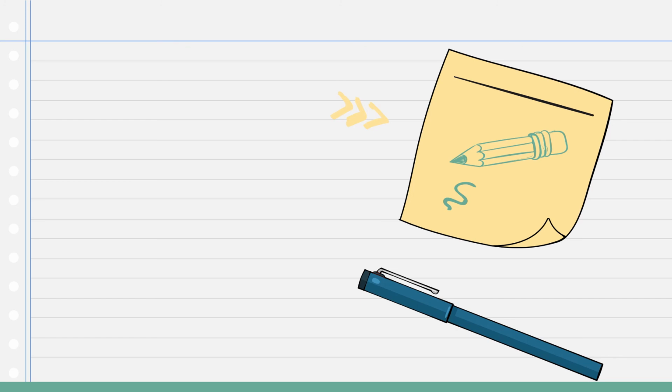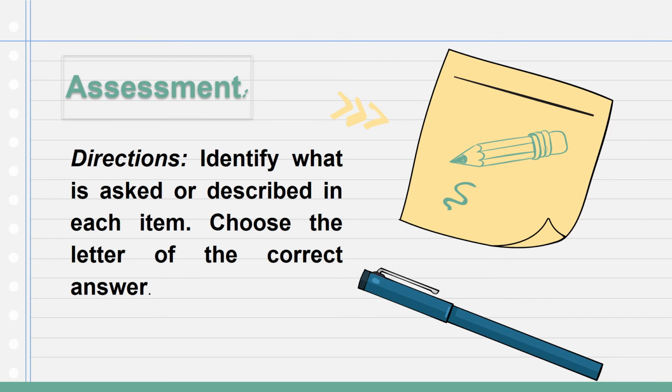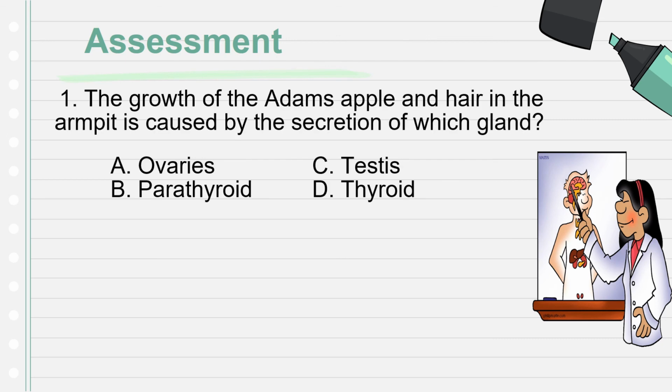We are now at the last part of our lesson, the assessment. Directions: identify what is asked or described in each item. Choose the letter of the correct answer. Number 1. The growth of Adam's apple and hair in the armpit is caused by the secretion of which gland? A. Ovaries. B. Parathyroid. C. Testis. D. Thyroid.